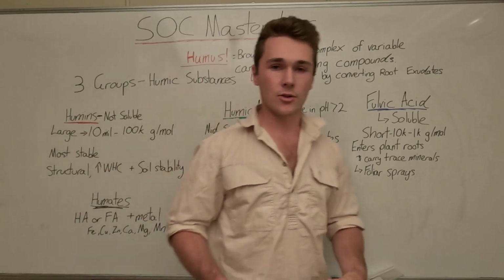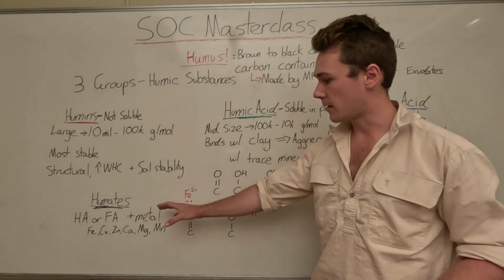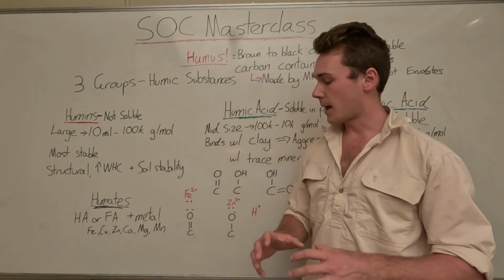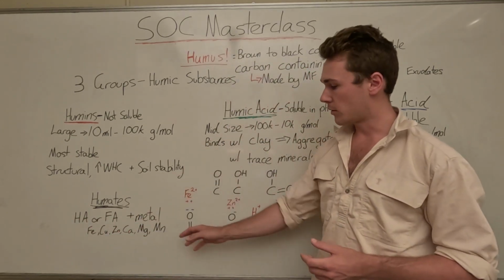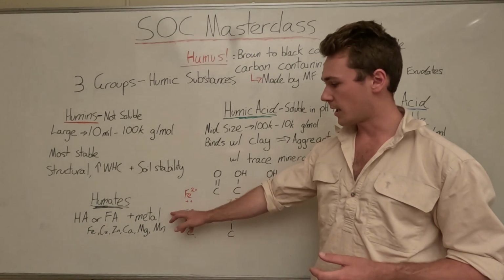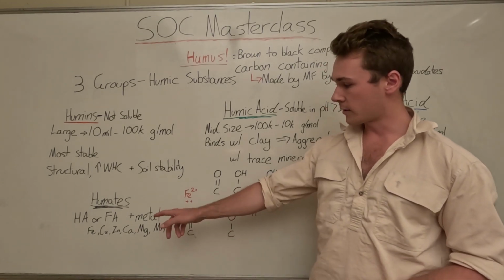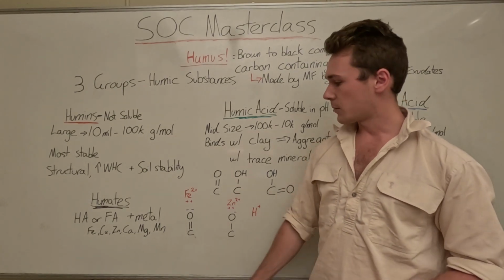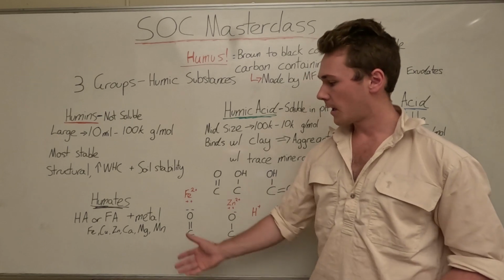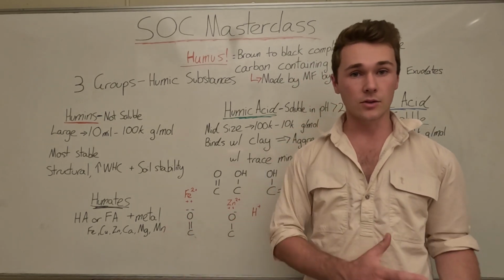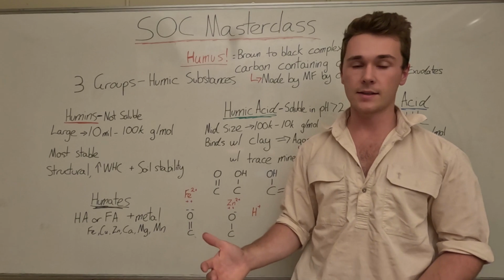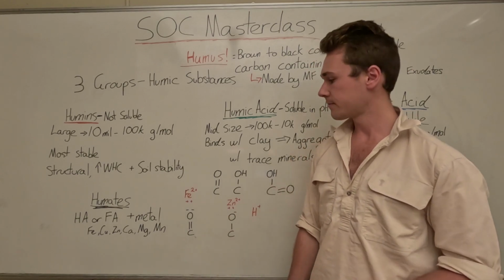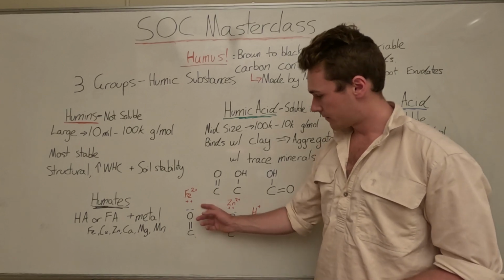When it does bond with our trace minerals, it actually turns into a humate. So humates are when our humic acid or fulvic acid bonds to a metal or really any mineral. So these can be iron, copper, zinc, calcium can work because it's a cation, as well as magnesium and manganese. And when it does bond to that, either in the soil or in a foliar spray, it increases its ability to be absorbed by the plant, and it's called chelation. And this is how it works.